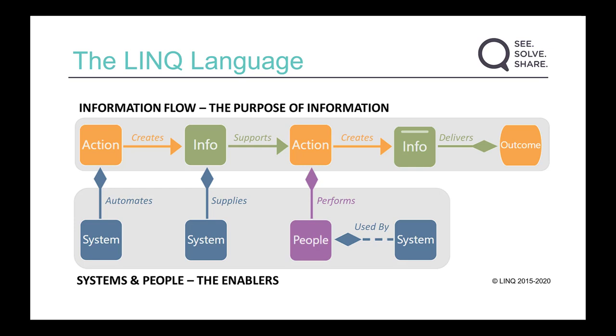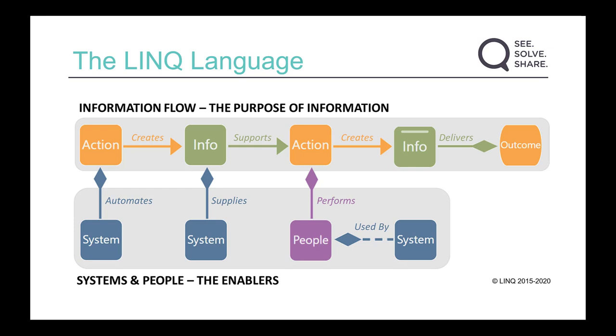So LINQ models the digital twin of the organisation, and we have distilled what an organisation is into these four nodes: information, action, system and people. The LINQ language creates the relationships between these four entities in a very structured way, the LINQ ontology.